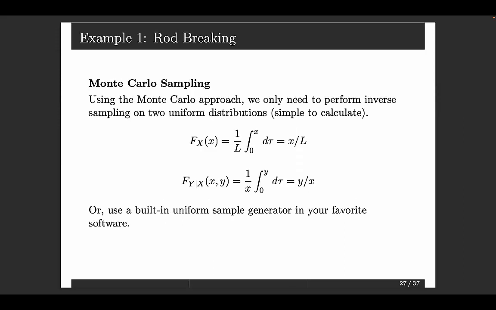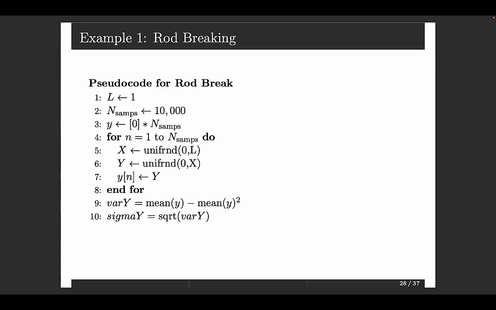Using Monte Carlo, we only need to perform inverse sampling on two simple distributions, the uniform distribution. So you can easily compute the CDFs based on the PDFs that I showed earlier. Those are x over L and y over x respectively. You can perform your own inverse sampling, but a lot of mathematical software today, like MATLAB or Python, has built-in uniform sample generators. Here's what the pseudocode looks like for the rod break example.